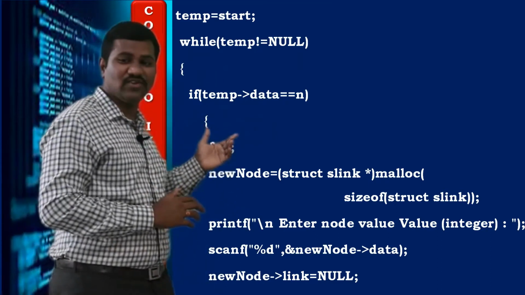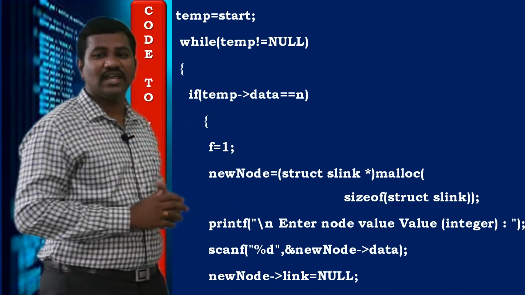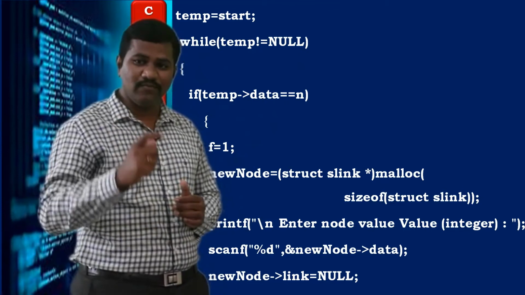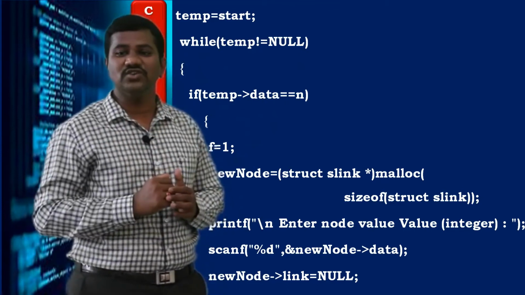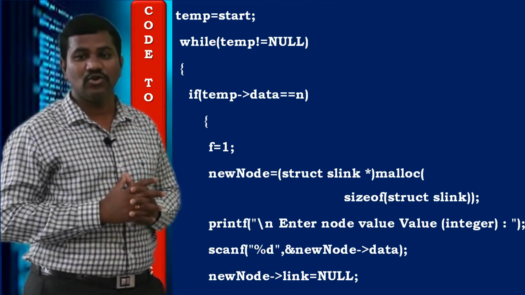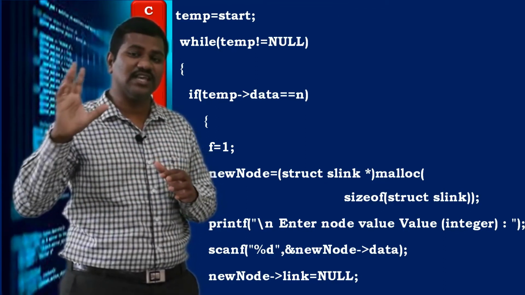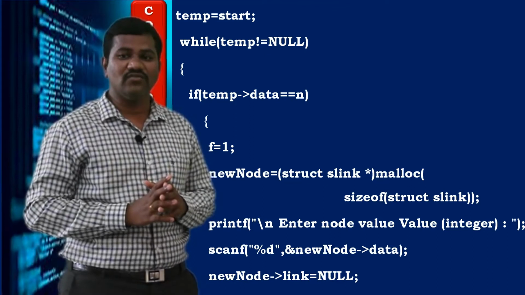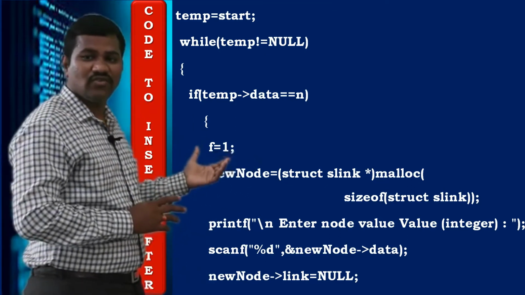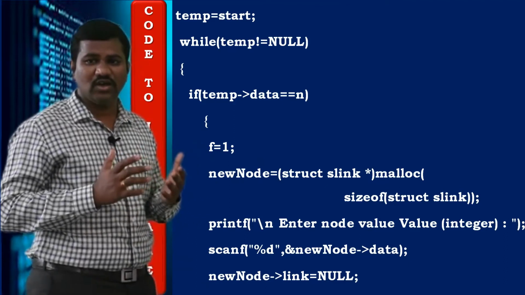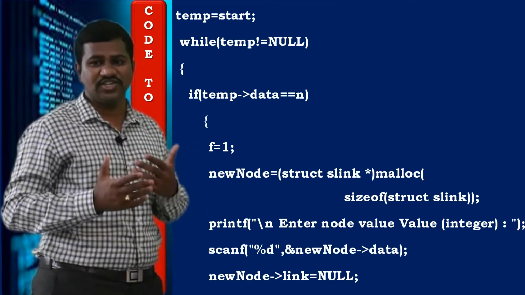Inside this if part, the first instruction you can observe is that we are setting the value of f to 1. That means if it executes the if part, the value of f is changed from 0 to 1. If it doesn't execute this if part, then the value of f remains 0. Here the value of f has been changed to 1.